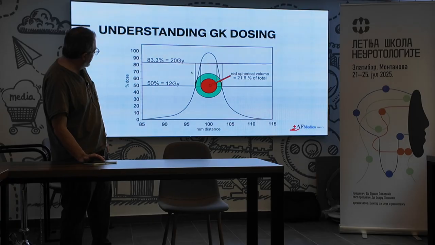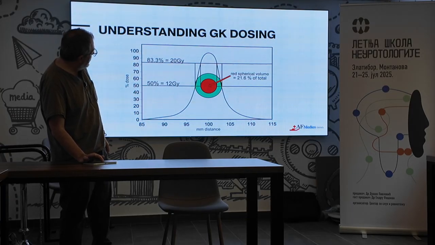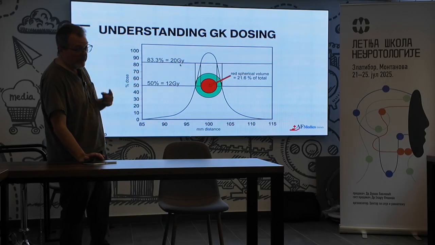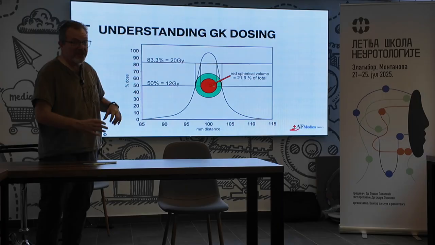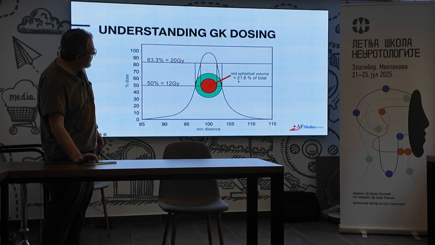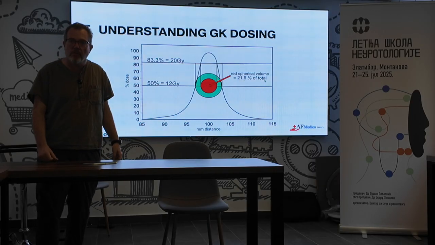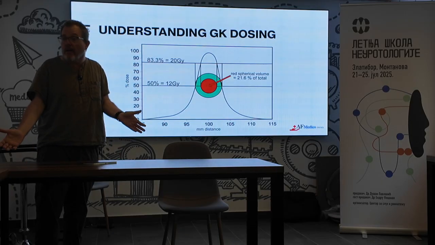Now, when you give this kind of radiation, 12 gray at the outer edge, you have a peak. It's called the 50% dose line. And the dose looks like this bell curve, and that 50% dose line goes out here. And the center is getting, if we want to figure out what's getting 20 gray, and I'll tell you why 20 gray is important in a second, the volume of the sphere, because this is cubic, it's geometry, this is 21% of the total volume. So about 80% of the volume is getting less than 20 gray.